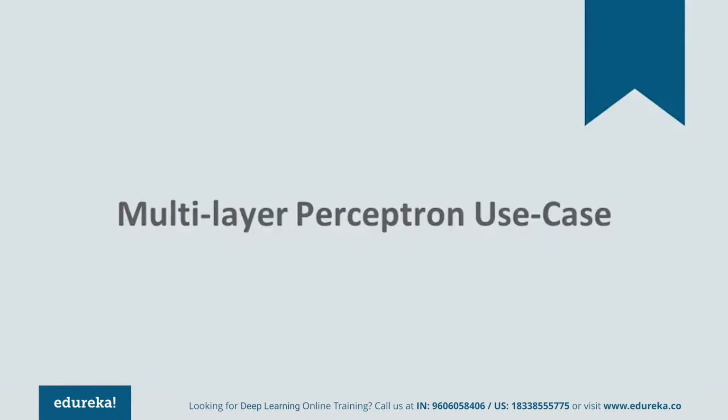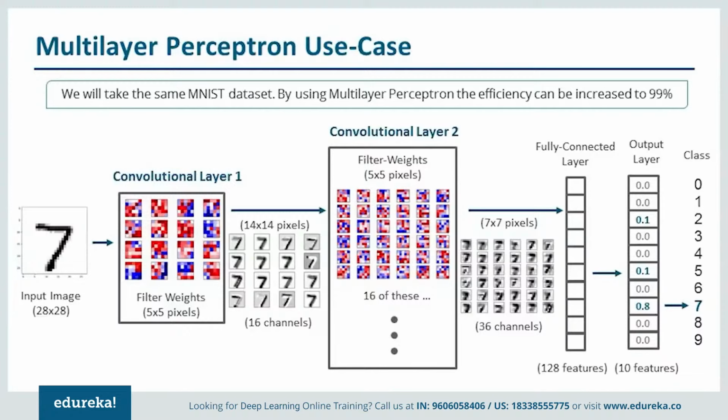Now I'm going to make use of the same MNIST data set and increase the efficiency from 97 to 99% with the help of a multi-layer perceptron. So guys, let us go ahead with that. As I've told you earlier, we are going to use the same MNIST data set which we used in the single layer perceptron. I'm going to perform a classification using multi-layer convolutional networks.